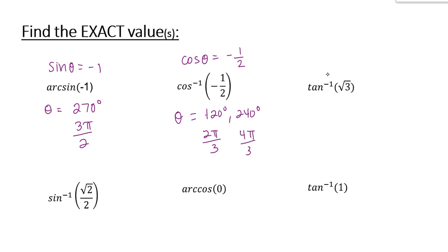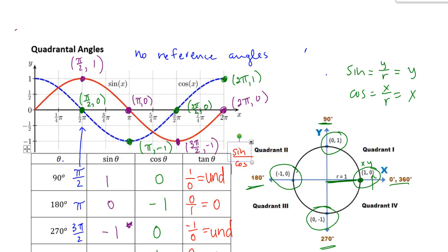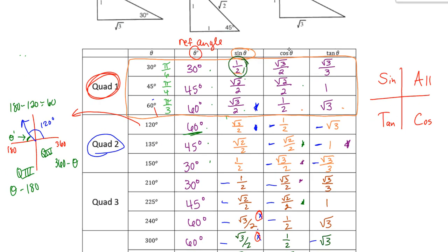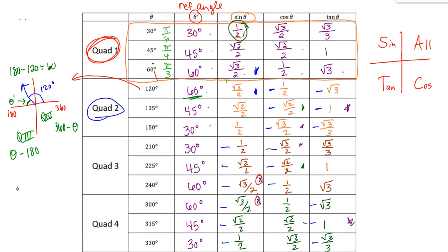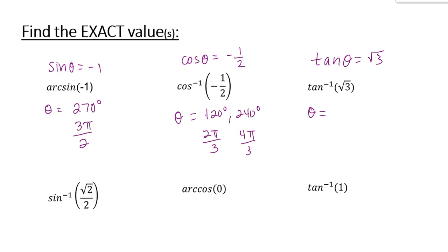Okay, inverse tangent, square root of 3. That means the tangent of some angle was equal to the square root of 3. Now we've got to figure out what that angle was. We're going to go back to our table here. Tangent square root of 3 positive was 60 degrees and 240 degrees. So 60 degrees, which is pi over 3, and 240, which we already decided was 4 pi over 3.